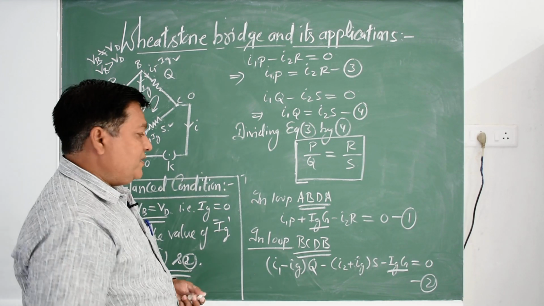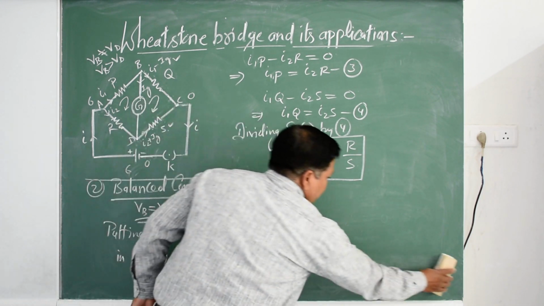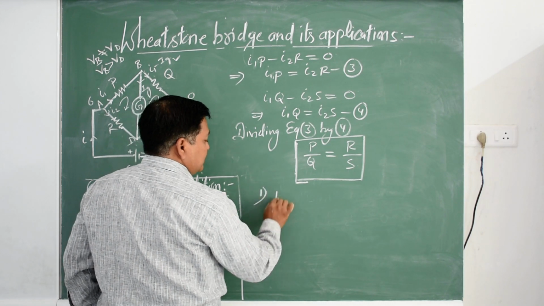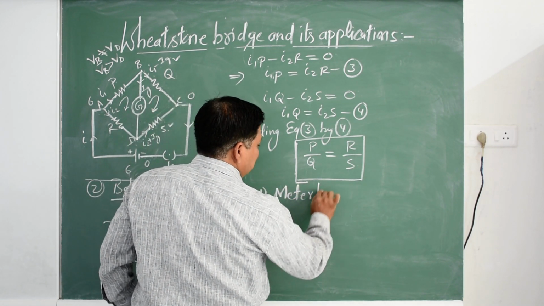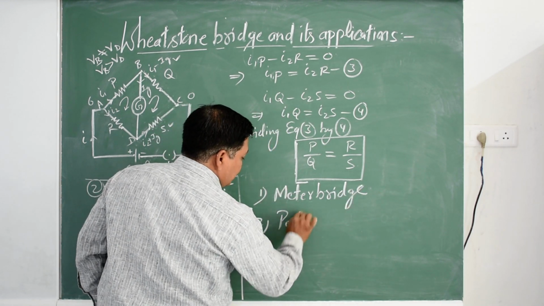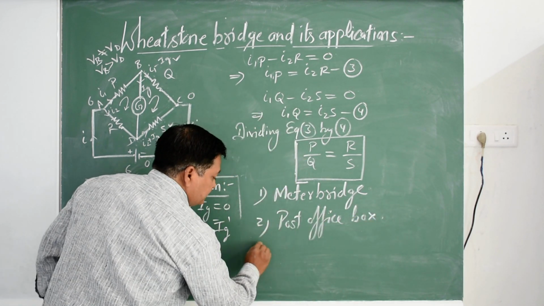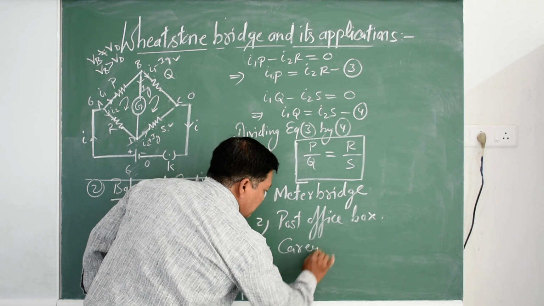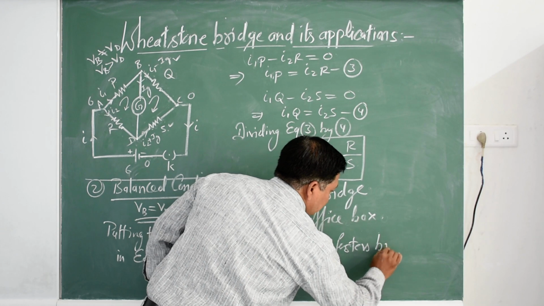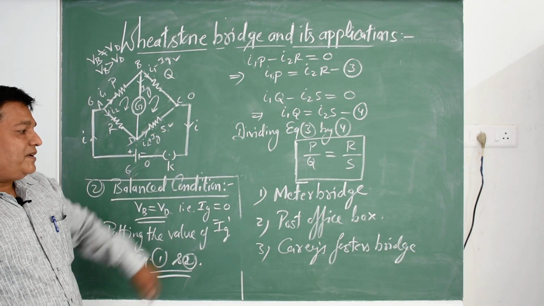What are the applications of Wheatstone bridge? There are mainly three applications of Wheatstone bridge. Meter bridge, number one, post office box, and Carey Foster's bridge. These are the applications of Wheatstone bridge.